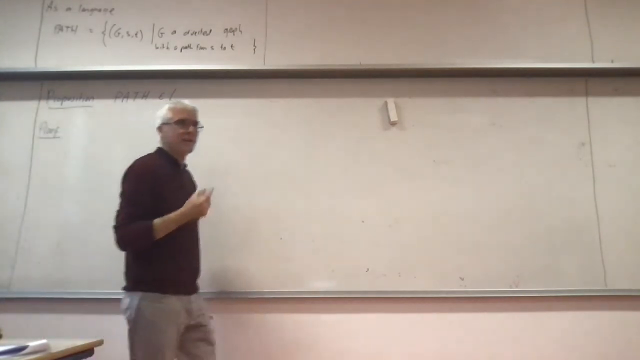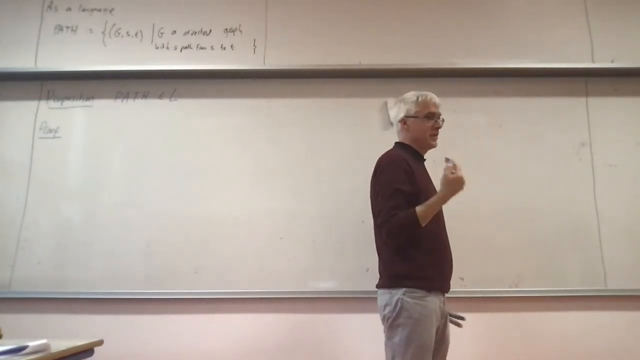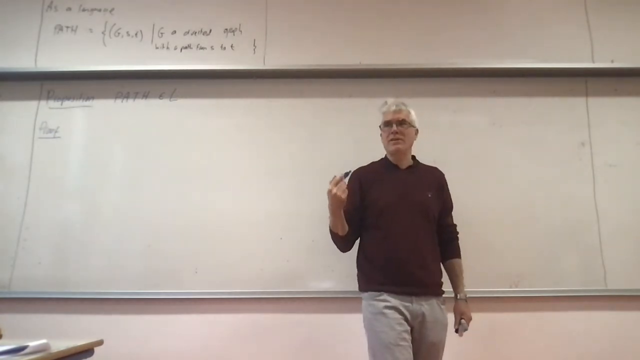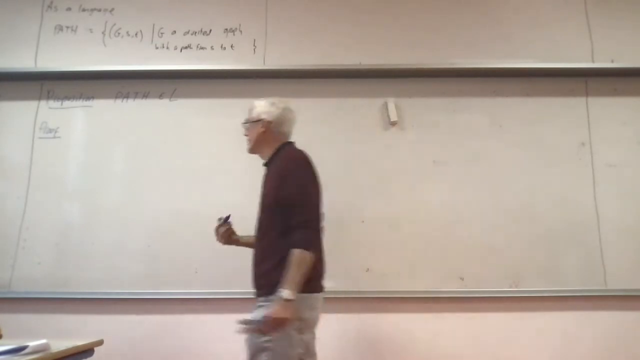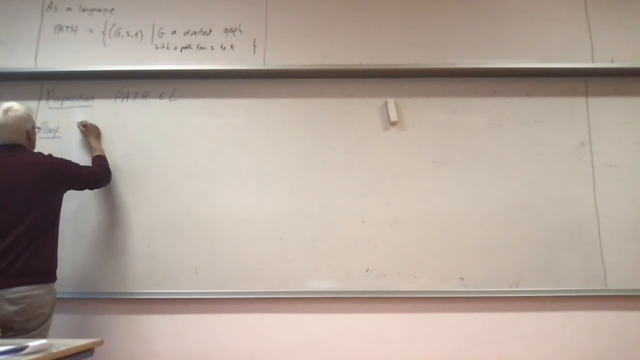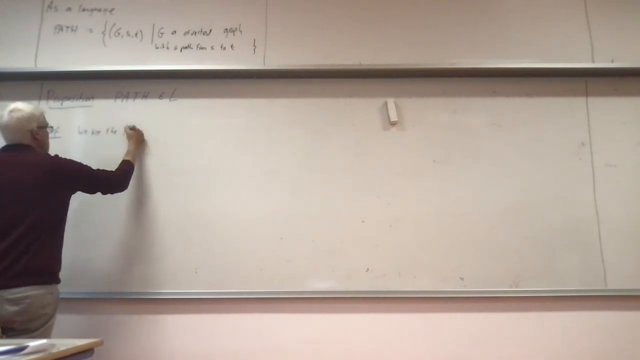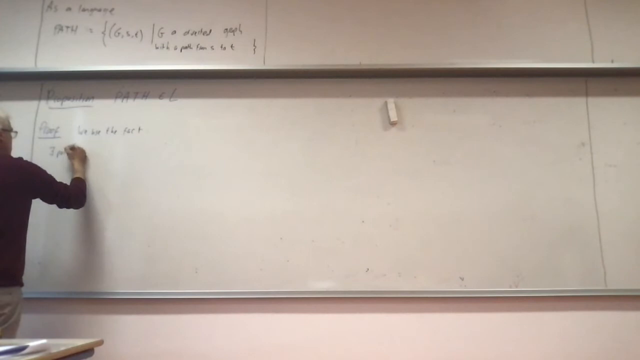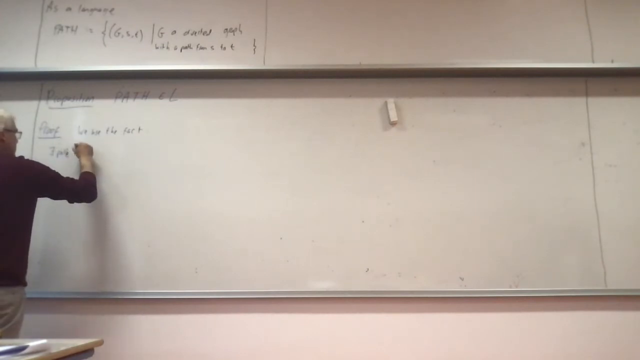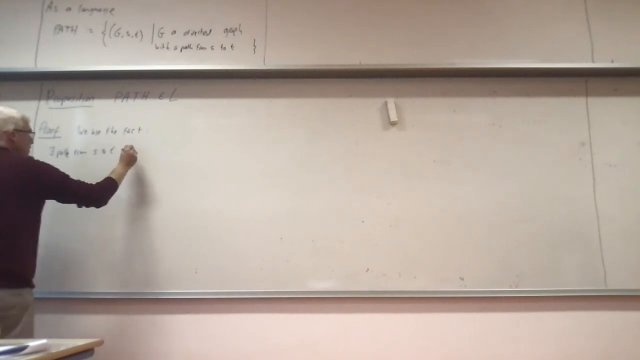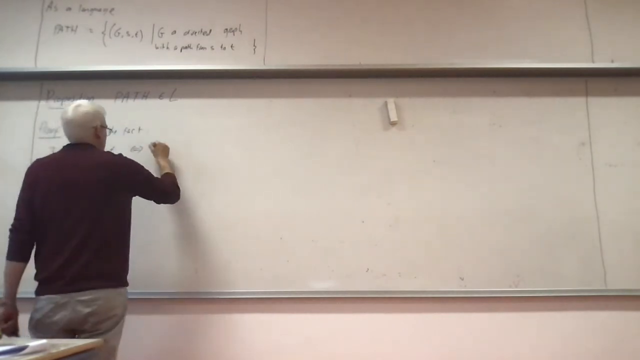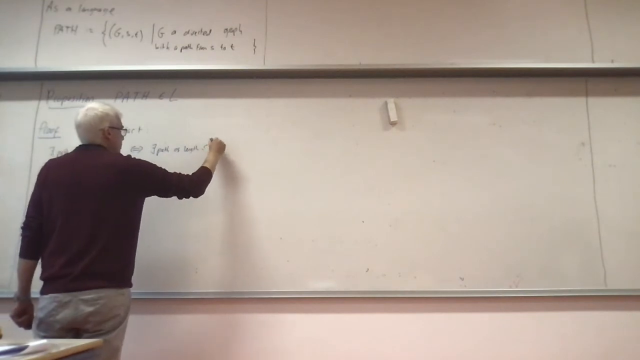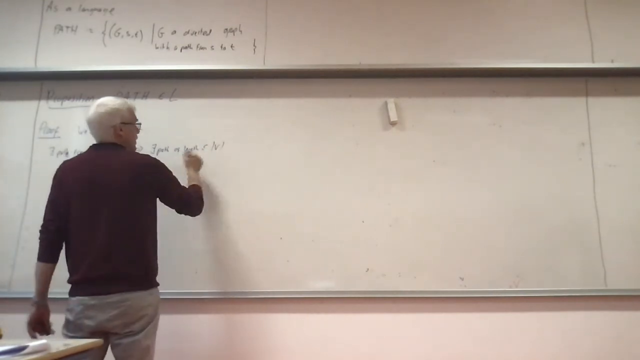So the crucial thing is that there's an obvious fact: if there is a path from S to T in the graph, then there's a path of length at most V, where V is the number of vertices. So we use the fact that there exists a path from S to T if and only if there exists a path of length less than or equal to the number of vertices in the graph from S to T.